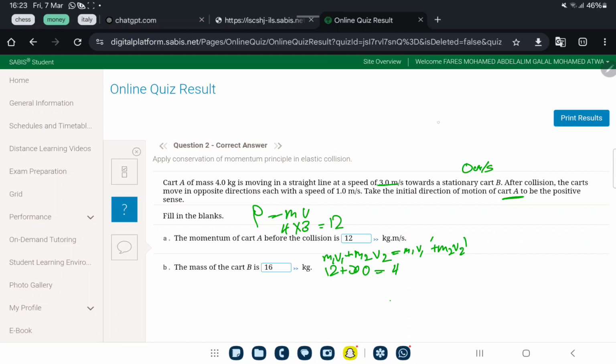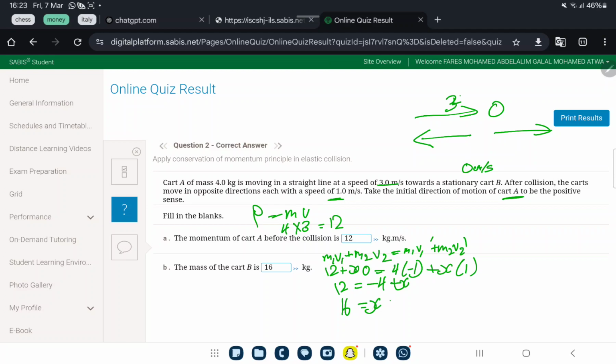Now look, they said it moves here with speed 3, and this is stationary, and then they move in opposite directions. So cart A moves in the negative direction, and cart B moves in the positive direction. So v1 prime, they move with a speed of 1, so negative 1, plus m2 v2, m2 is x, and v2 is positive 1. So 12 equals minus 4 plus x. You move it to the other side, and 16 is equal to x.